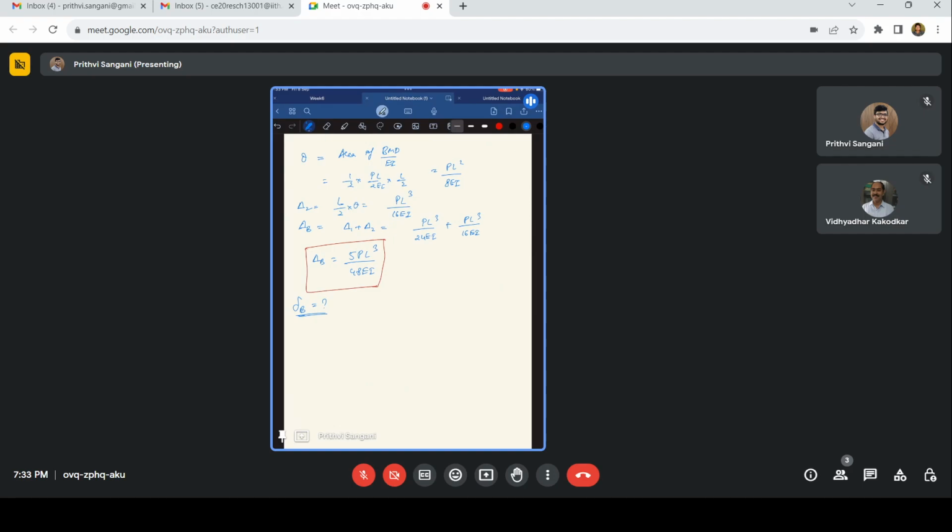So what are my compatibility equations? These are my compatibility equations. I'll try to apply these compatibility equations in my problem to solve for VB and MB. What are we solving for? We are solving for VB and MB. Okay. So let me write down the same equations.